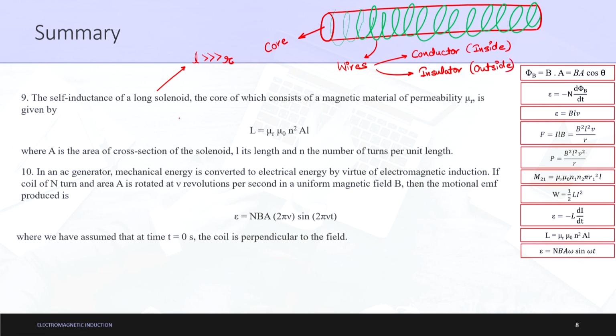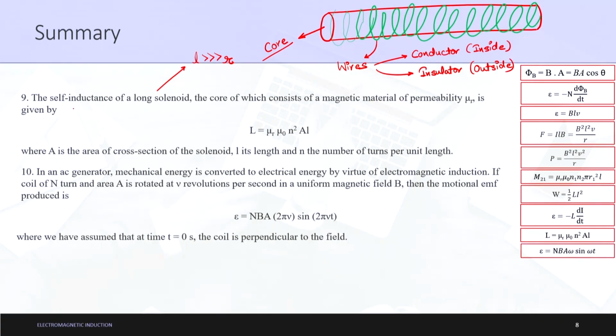So, the self inductance of a long solenoid, the core of which consists of a magnetic material of permeability mu r. Air is not present this time, a different material is present, hence we need to multiply the value of mu r with the self inductance or mutual inductance value, whichever is talked about. Here self inductance is talked about, hence we multiply the self inductance formula with the relative permeability coefficient. It is given by L is equal to mu r mu naught small n square into capital A into small l. This formula is also given to you here.